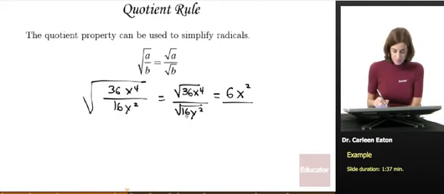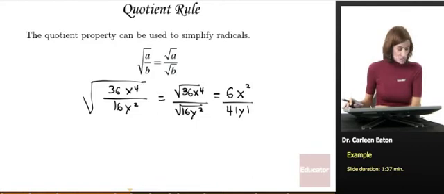16y squared, I'm going to go ahead and take the square root of that. That's 4. The square root of y squared, just divide by 2, and then you end up with the absolute value of y. Okay, so again, you can use the quotient rule to simplify radicals just as we use the product property.